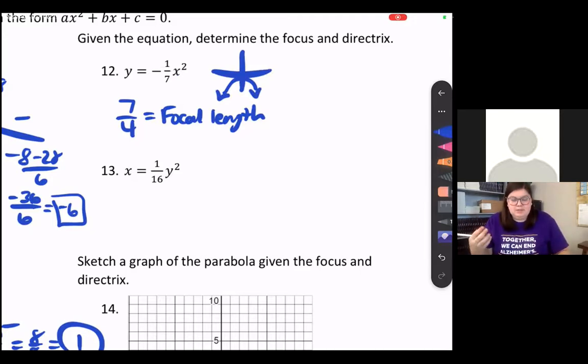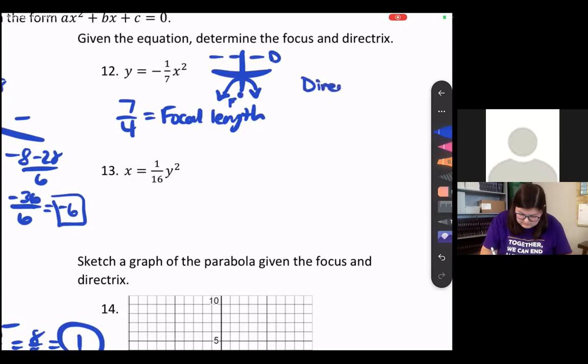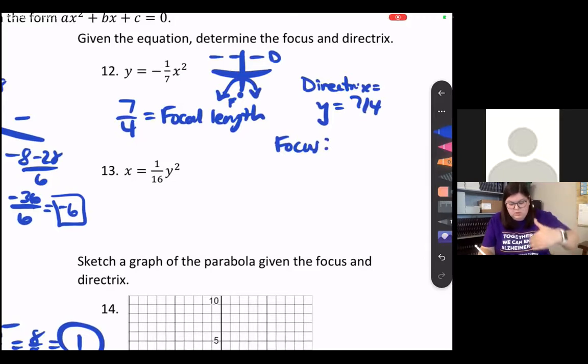So now I just need to find the focus and the directrix. The focus needs to be here. The directrix needs to be here. So now I just need to name those. So directrix equals, and that's horizontal, so that's y equals 7 over 4. My focus is below that, and it is on the y-axis, so my x value is 0, my y value is negative 7 over 4, because they're opposites of each other.